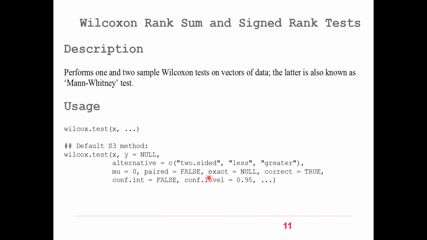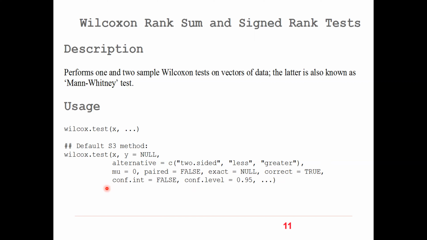Then the default p-value is asymptotic. If we want to have an exact one, then we need to define exact as TRUE here. And for the rank correction, the default is TRUE. So if we do not want the rank correction, we need to define it as FALSE. All the TRUE and FALSE should be capital letters, or we can use T or F for short.